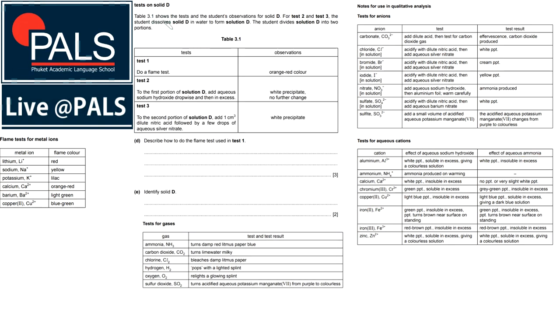So, tests on solid D. Table 3.1 shows the tests and the student's observations for solid D. For test 2 and test 3, the student dissolved solid D in water to form solution D. The student divides solution D into two portions. So, test 1 was done on the solid D. So, he did a flame test and he got an orange-red color. And we can see in the table, orange-red color, flame test, that should be a calcium ion.